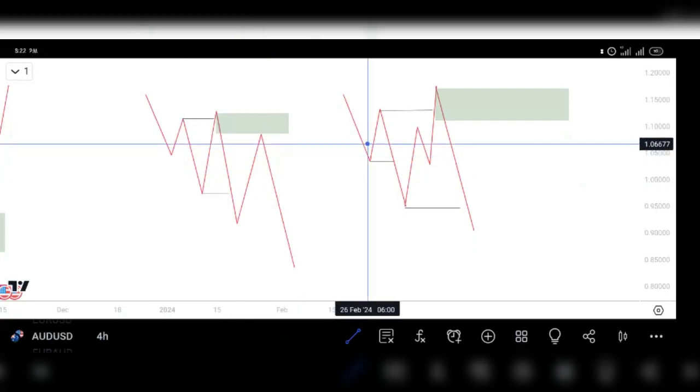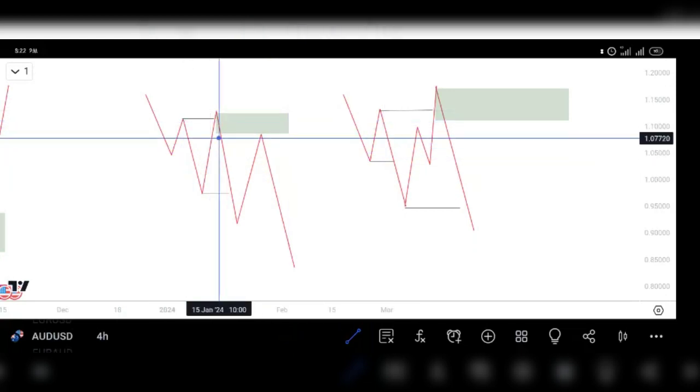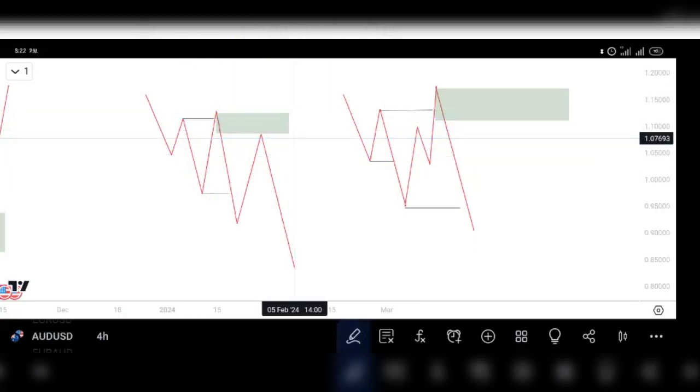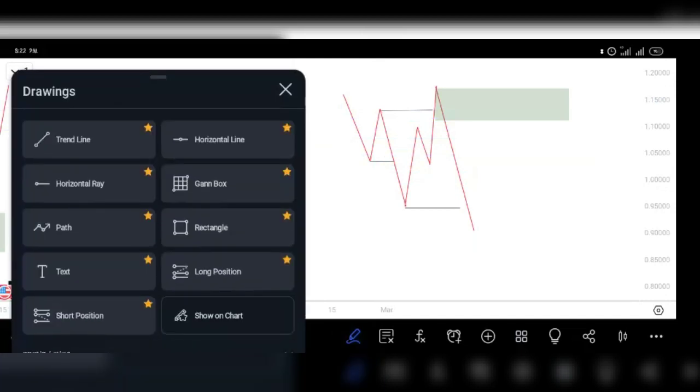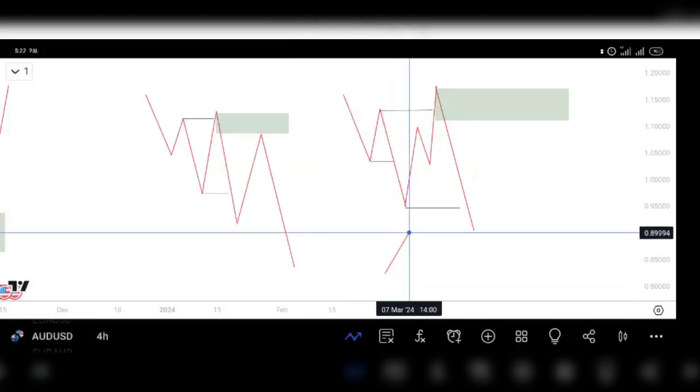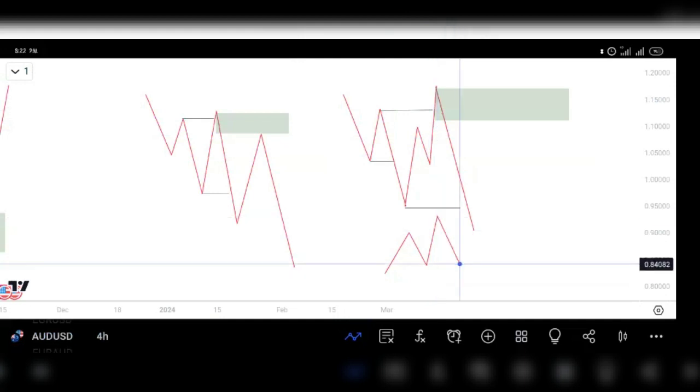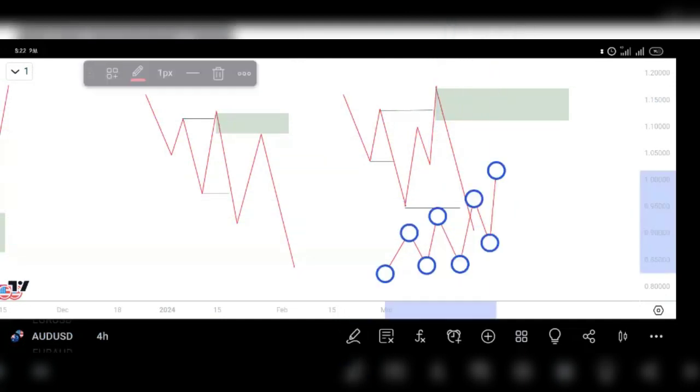You can see how the two have aligned, and that is how structure works. We don't just have price going up and down, up and down. No, it does not work that way. We don't trade that way.